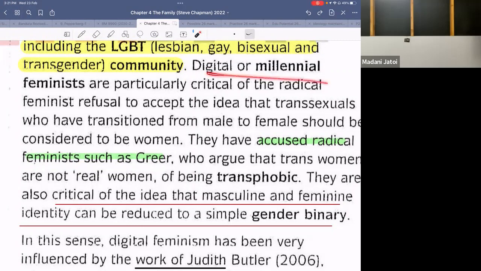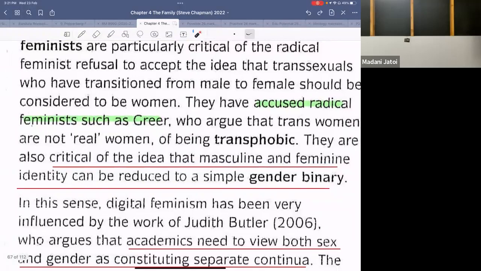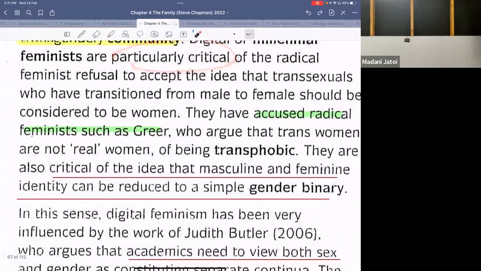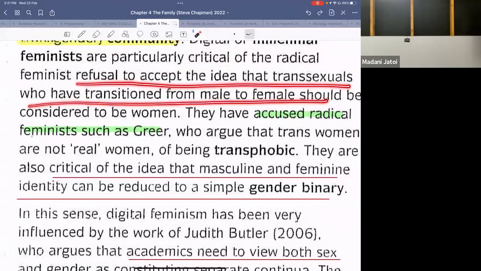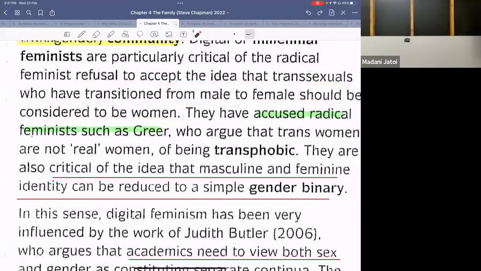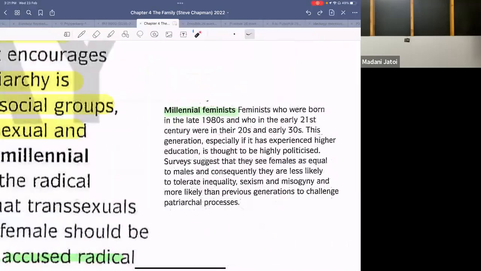Digital and millennial feminists are particularly critical of the radical feminist refusal to accept the idea that transsexuals who have transitioned from males to females should be considered to be women. They have accused radical feminists such as Gray, who argues that trans women are not real women, of being transphobic. Everyone knows what the word transphobic means. They are also critical of the idea that masculine and feminine identity can be reduced to a simple gender binary.